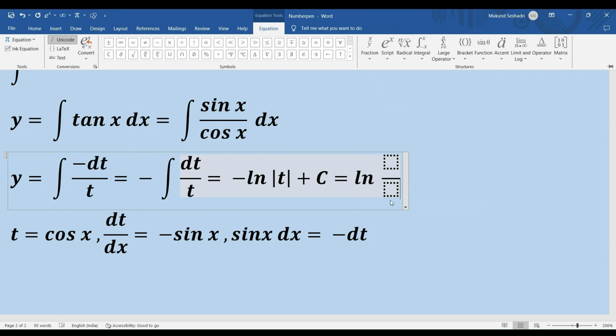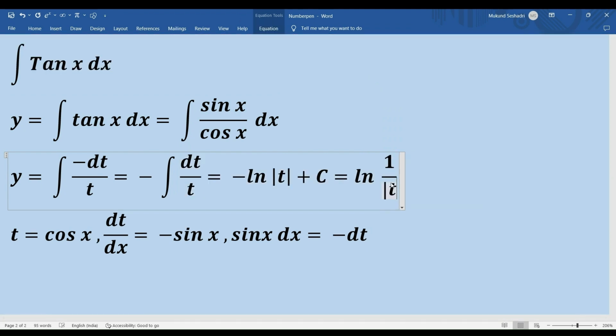I hope you folks are with me. I'm using one of the rules in logarithms, and I will also try and put that rule in the description here in this video, and you please take a look at that. So minus of ln of mod t plus c becomes ln of mod of 1 by t plus c, right?